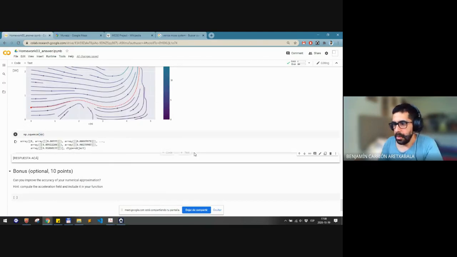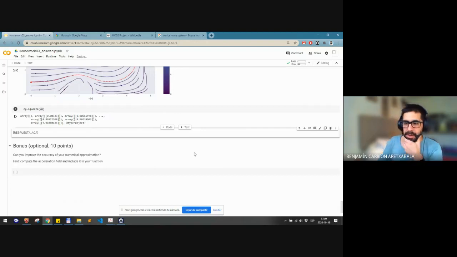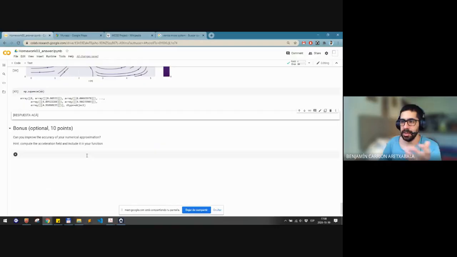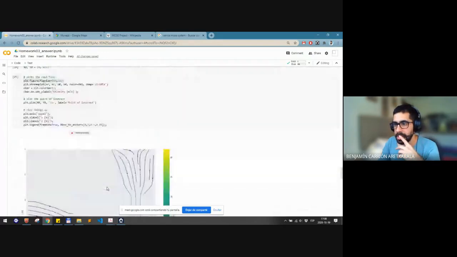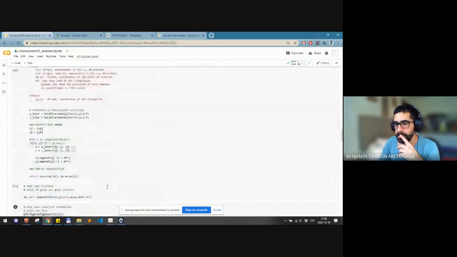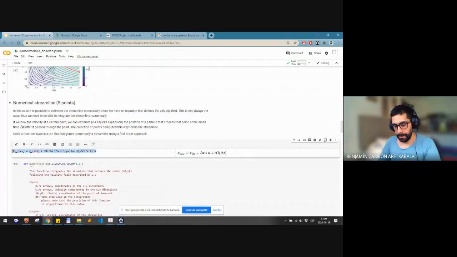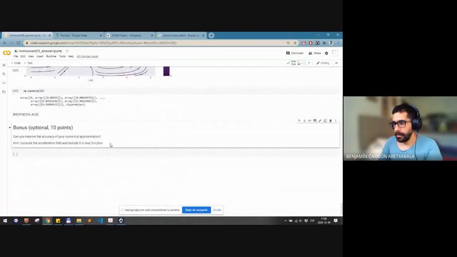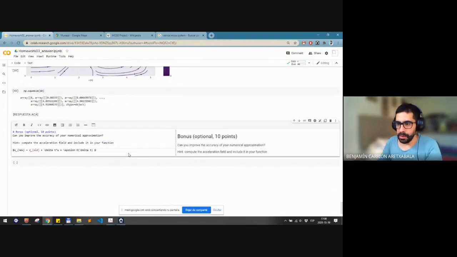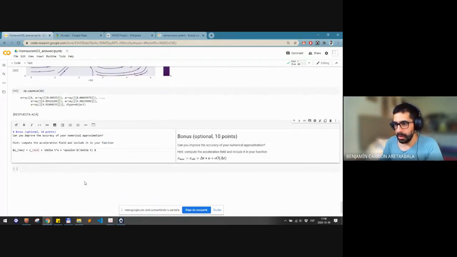Anyway, now the bonus. The bonus was, how can you improve the accuracy? Of course, you're absolutely right. You can use a better numerical method. That's right. But here you were given a hint. Use the acceleration, because as we talked before, let me just copy that from before. This guy over here. So one way is to use a better numerical method. Another way is using better math, right?